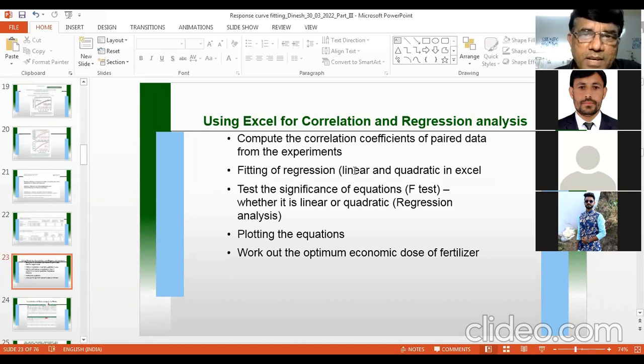Then, fitting of regression equations: I will teach you how you can fit them in Excel, and then how to test the significance of the equation. Somebody was interested to know about it. So I will tell you how to test the significance of linear, quadratic or cubic equations. Then how to plot these equations in Excel, and how to work out the optimum economic dose of the fertilizer. So many things we are going to learn now, but it is time to change the link. One minute is left.